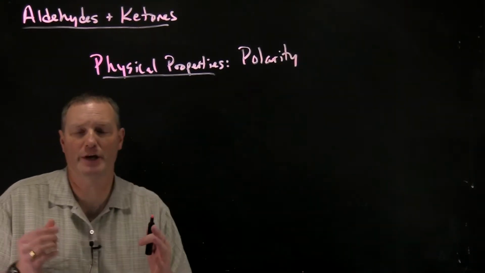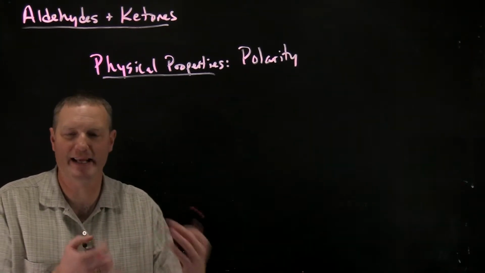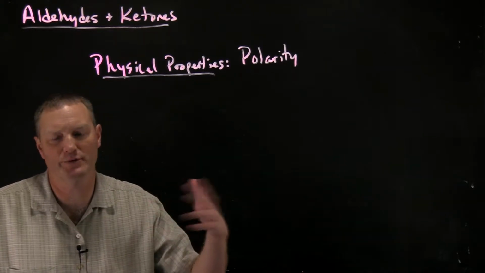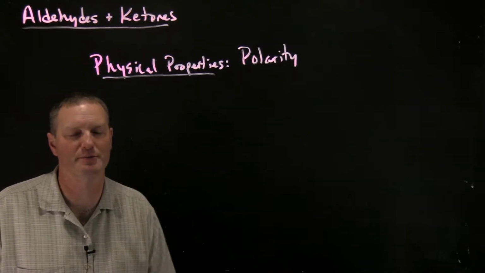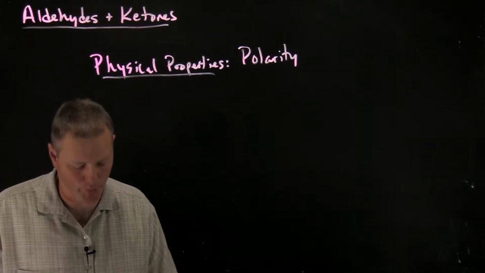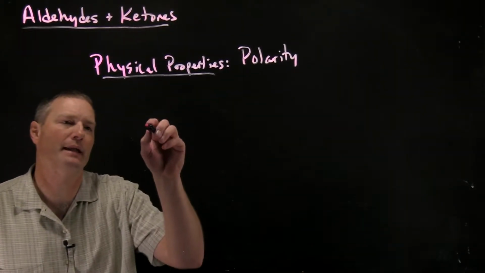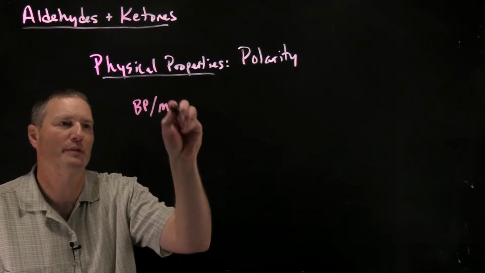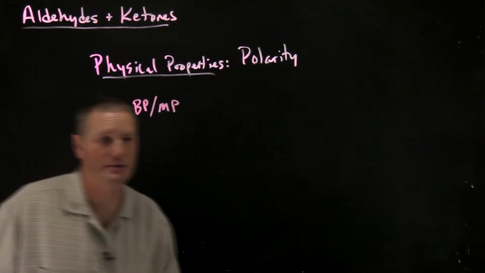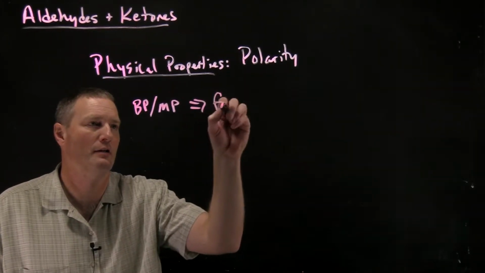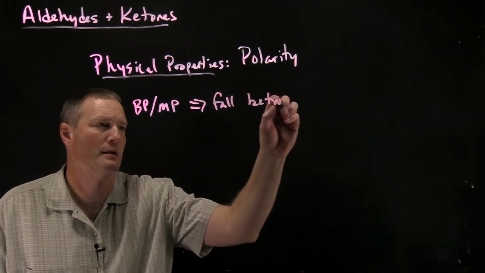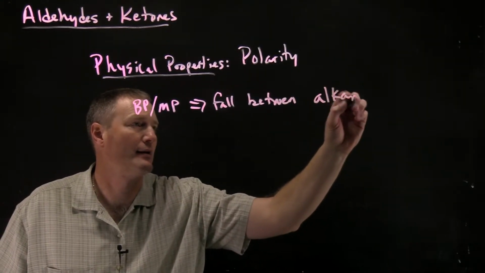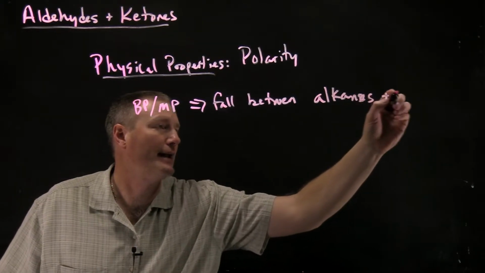In general, if you have any functional group that's got an asymmetric distribution of electrons, you can say that that's a somewhat polar molecule. And as we'll see through the course, there's a whole variety of functional groups that tend to lend more polarity versus not. But if I were to examine the boiling point or melting point of aldehydes and ketones, they tend to fall between alkanes and alcohols.